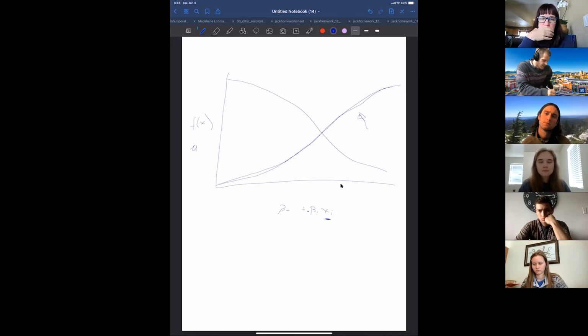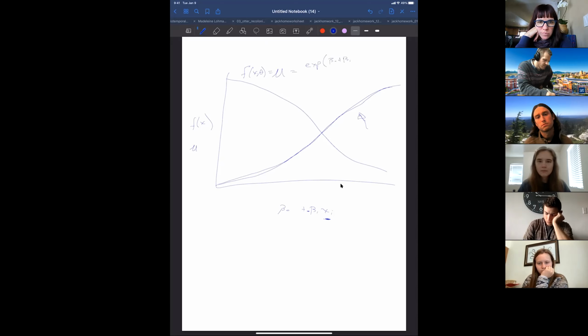So this line here is mu, or we could say f of x and theta. There's a lot of different names for things at this point, right? We have the function of x and theta. We also call it mu, and this equals the exponent of beta 0 plus beta 1 xi divided by 1 plus the exponent. Okay, so this is the exact functional form. This is f of x and theta.